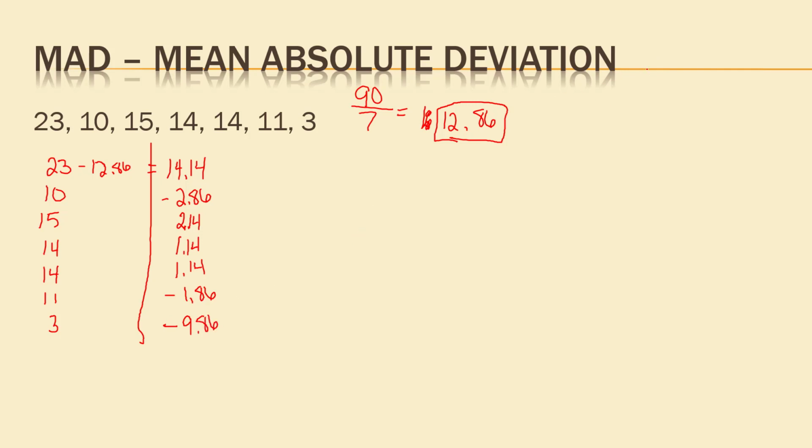All right, so let's talk about what steps we've done. Step 1, we calculated the average. Step 2, we subtracted the mean from each original data point.